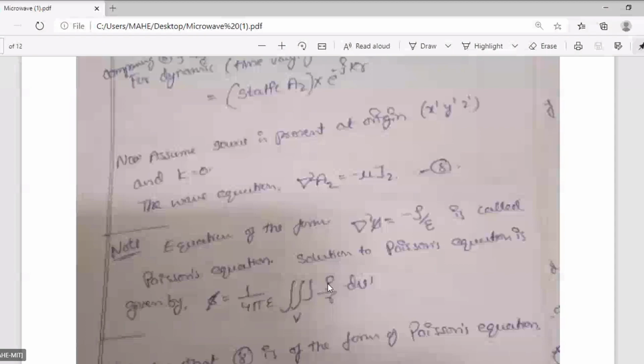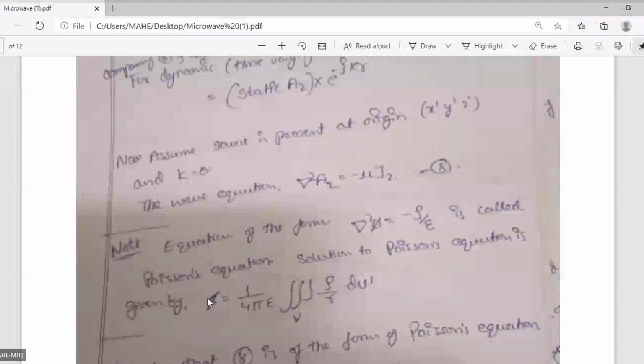Q into dv is nothing but rho v into dv dash. This is the charge density, volume charge density. So you get Q by 4 pi epsilon R. That is nothing but the expression for potential.